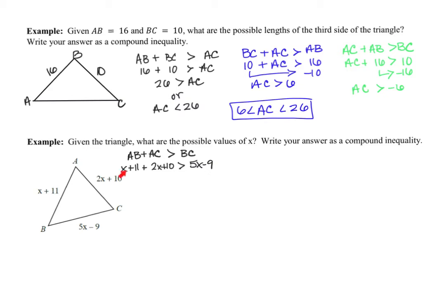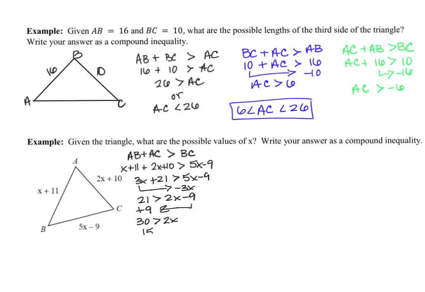So let's begin by combining like terms of x and 2x, which is 3x, and then 11 and 10 is 21. That has to be greater than 5x minus 9. So I'm going to subtract the 3x over, and that will give me 21 is greater than 2x minus 9. And then add the 9 over. That gives me 30 is greater than 2x.